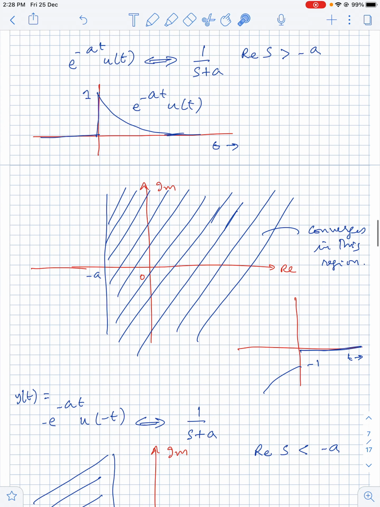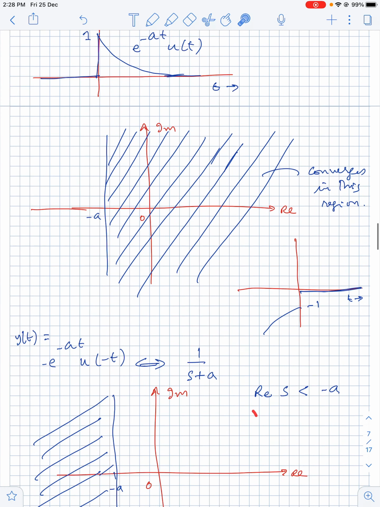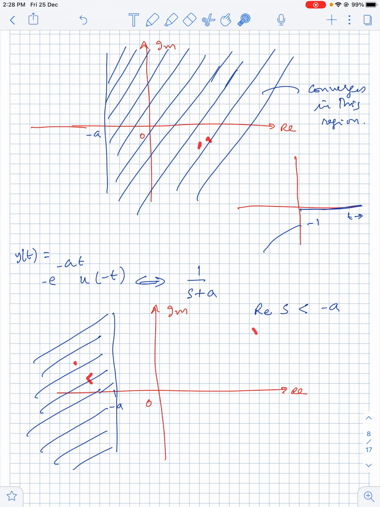But the ROCs of this and this are different. The only differences in the two Laplace transforms are in the ROC. So just the expression of the Laplace transform is not enough for you to determine what the signal is. You also need to specify the ROC. This is particularly true for the bilateral Laplace transform, because they need to represent both causal and non-causal signals, and the ROC plays an important role in determining where the signal exists.